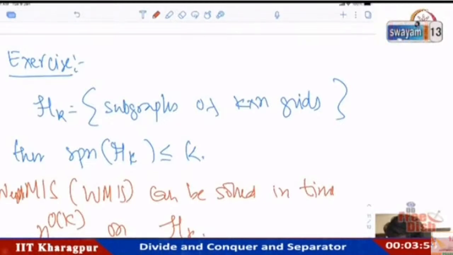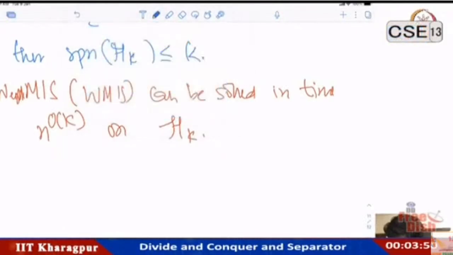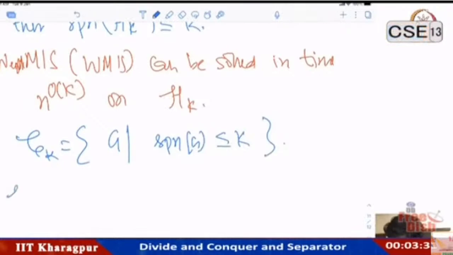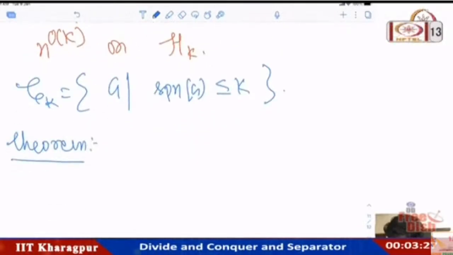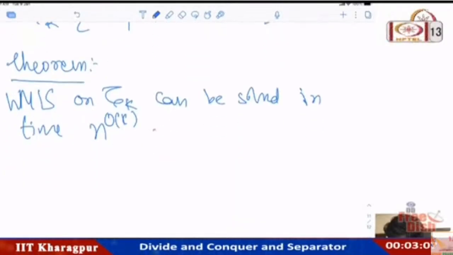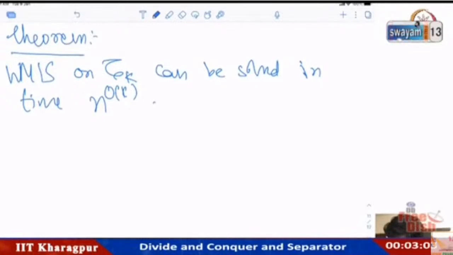So the theorem which we have proved: let Z_k be the family of graphs containing all those graphs G such that the separation number of G is at most k. The theorem we proved is that weighted maximum independent set on this family can be solved in time n to the power big O of k. Now, notice that up until now we looked at the family of paths. So let's just try to recall.